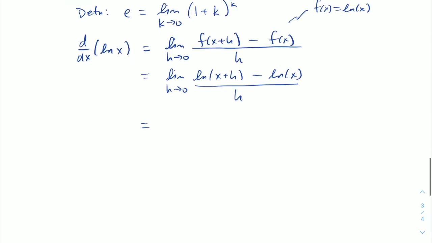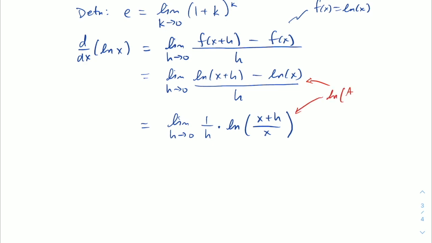Okay, so now let's use a property of logs to combine the logarithms in the numerator. I'm also going to take this dividing by h and write it as multiplying by 1 over h. So I'll have 1 over h times this difference, and this difference I can rewrite as the natural log of (x plus h) over x. The property that I'm using here is that the natural log of a over b equals the natural log of a minus the natural log of b, just reversing that property.